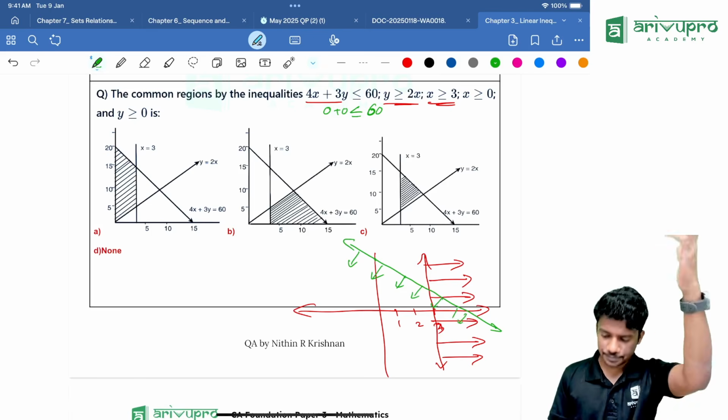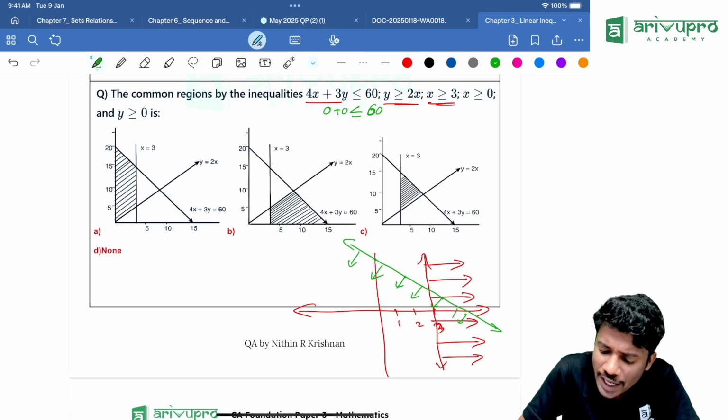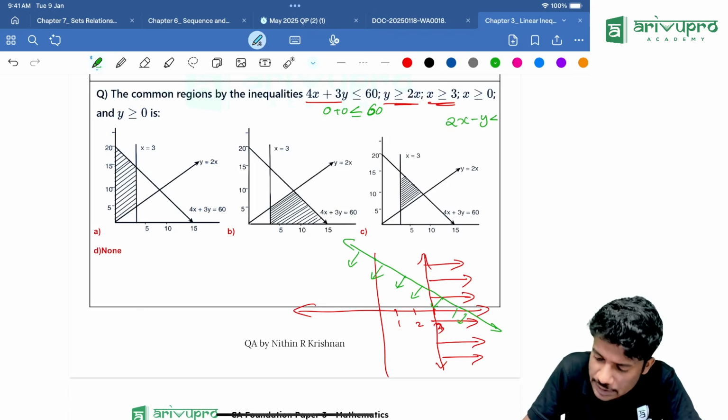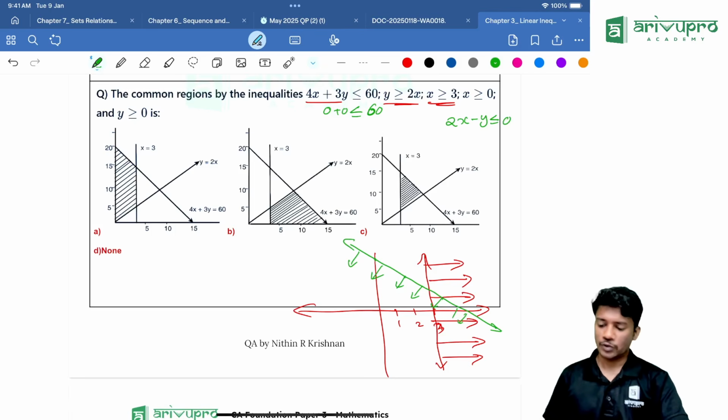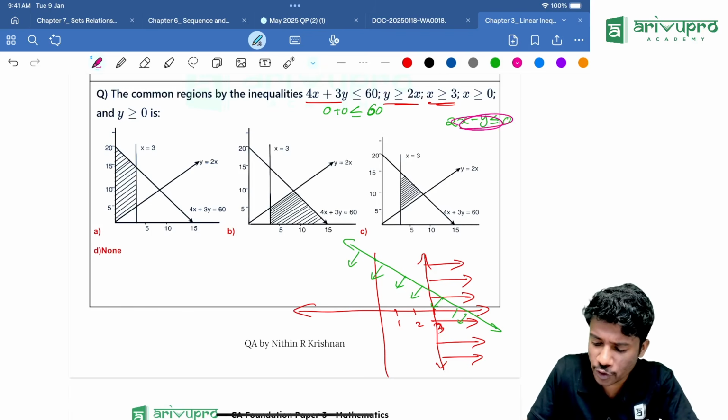Now the next one. Everyone, now think. x, y greater than or equal to 2x. How will you draw it? I will make it like 2x minus y less than or equal to 0. 2x minus y less than or equal to what? 0.